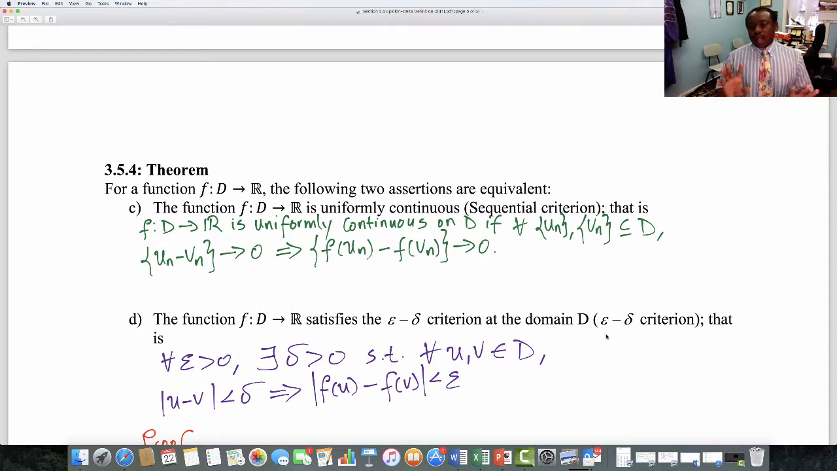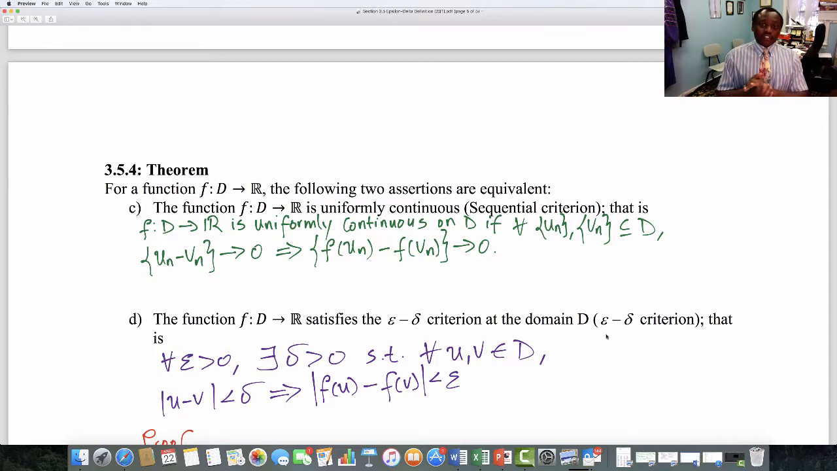Now, recall how we proved that the sequential criterion for continuity at the point x0 was equivalent to the Epsilon-Delta Criterion for continuity at the point x0. What do you think would happen with uniform continuity? Well, the same story. Subsection 3.5.4, Theorem.